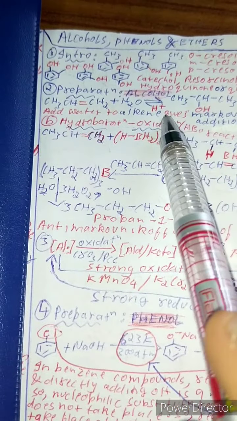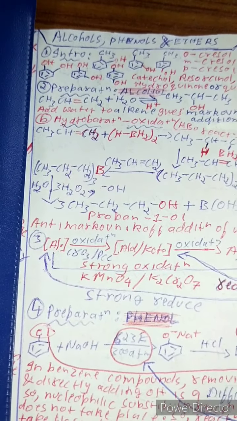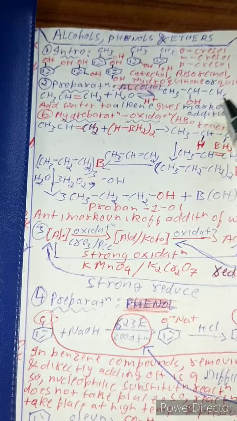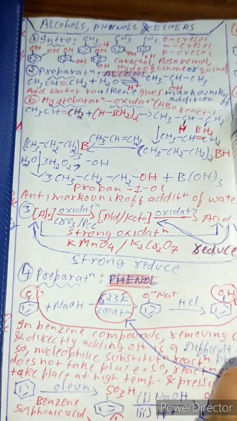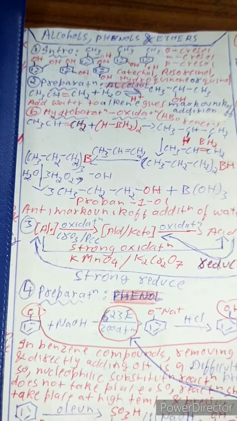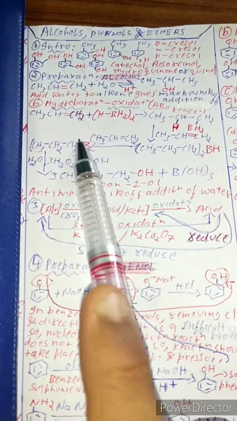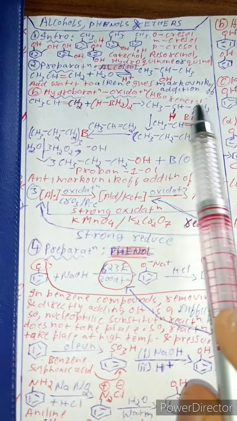This compound, in the presence of H plus, gives this, and when we add water to this alkene, it gives the Markovnikov addition product. Just remember the reaction, it's not so important. Now comes the hydroboration-oxidation or HBO reaction.